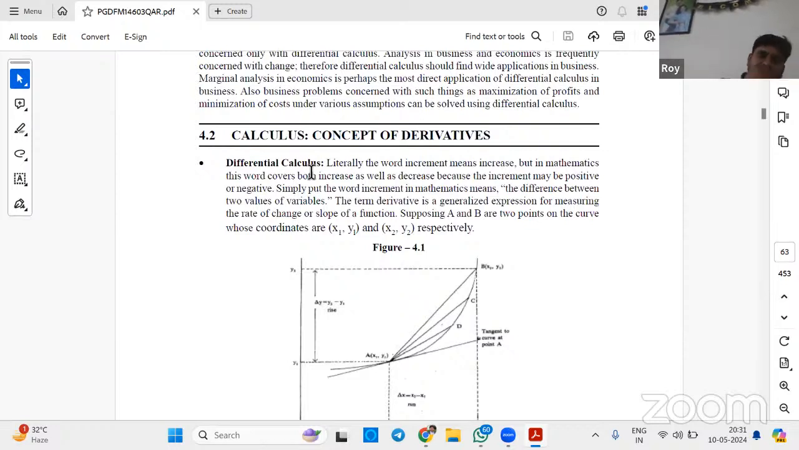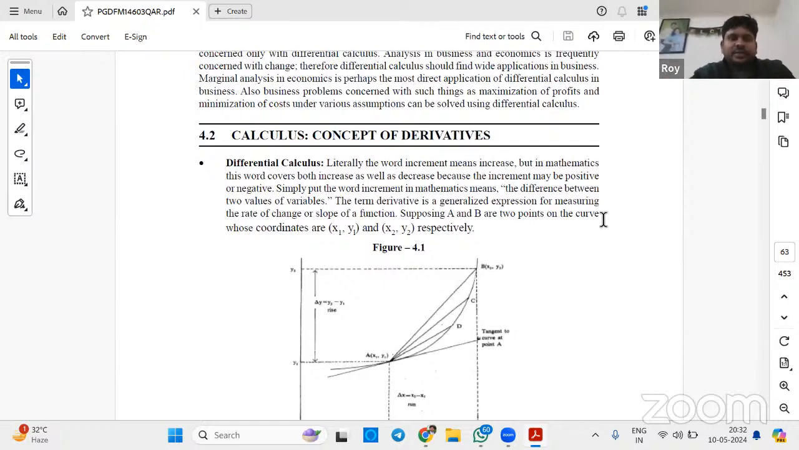If it is coming down, it may be negative. If it is going up, it is positive. Increment, right? And here, the term derivative is a generalized expression for measuring the positive or negative. Simply, the word increment means the difference between two values or variables, right?